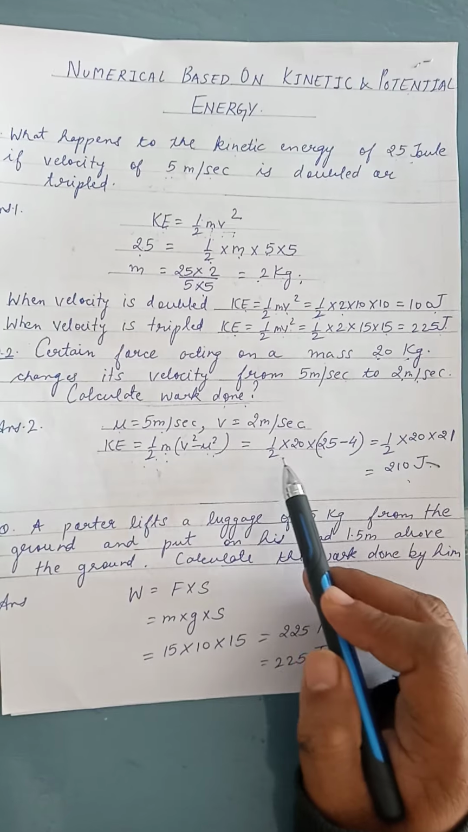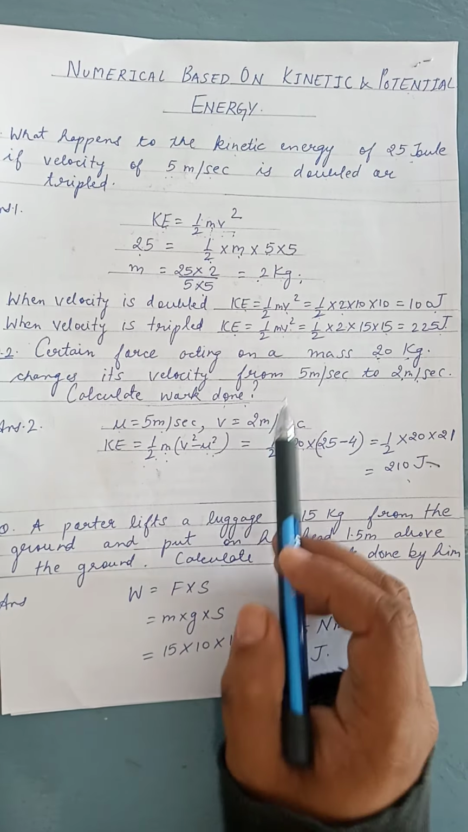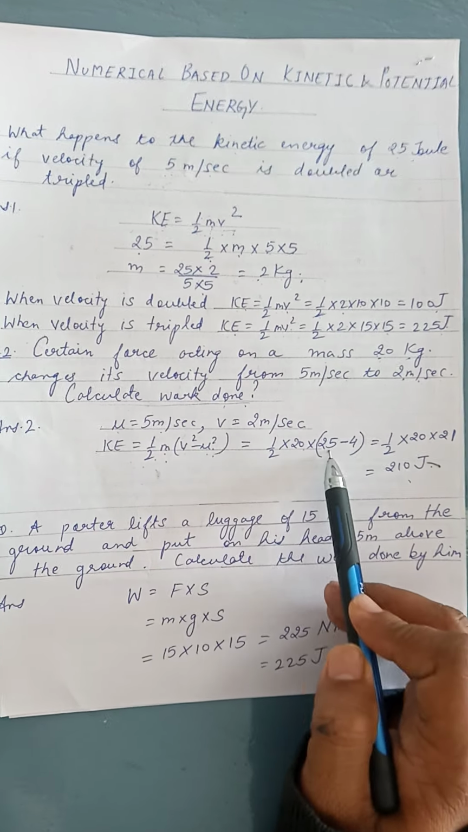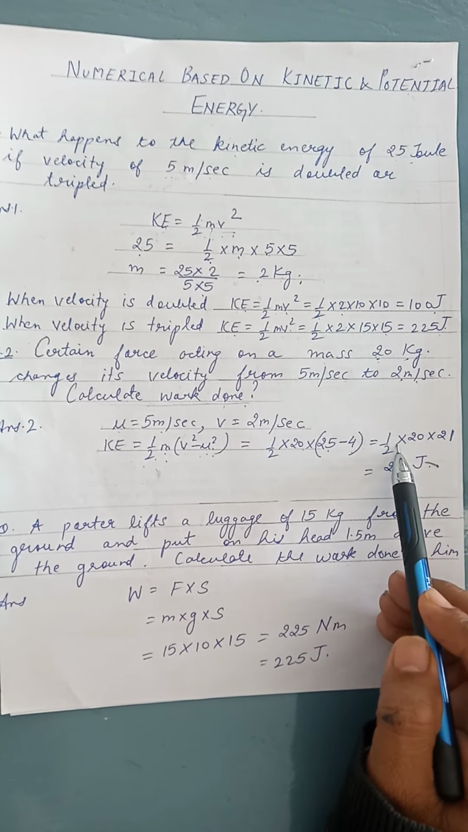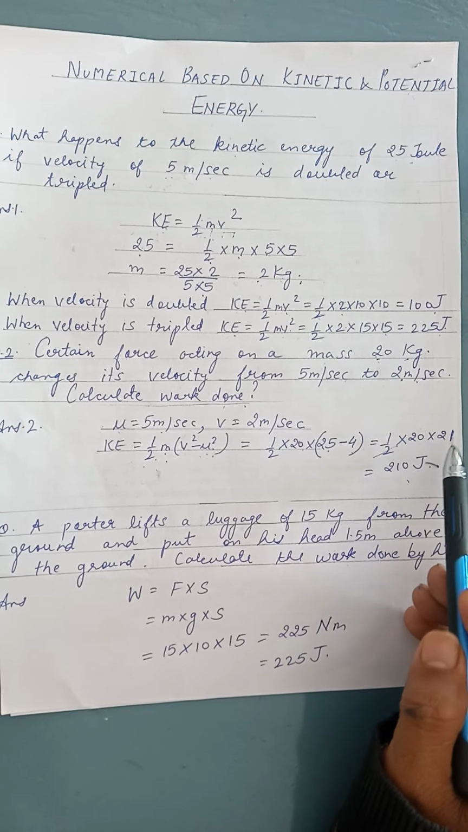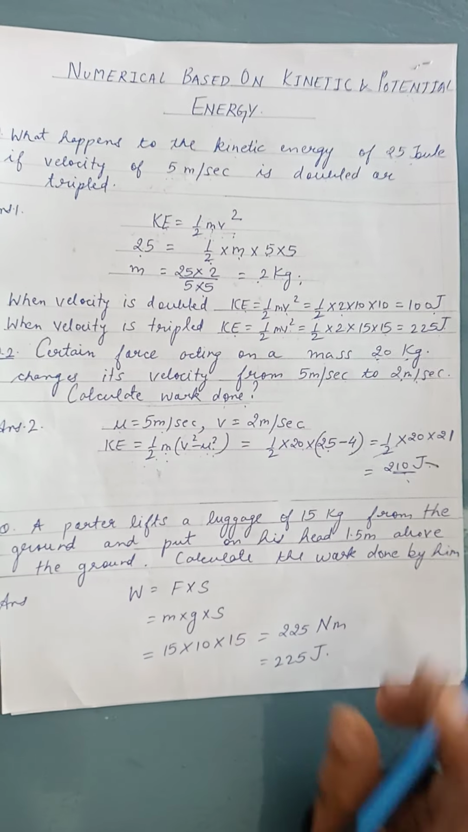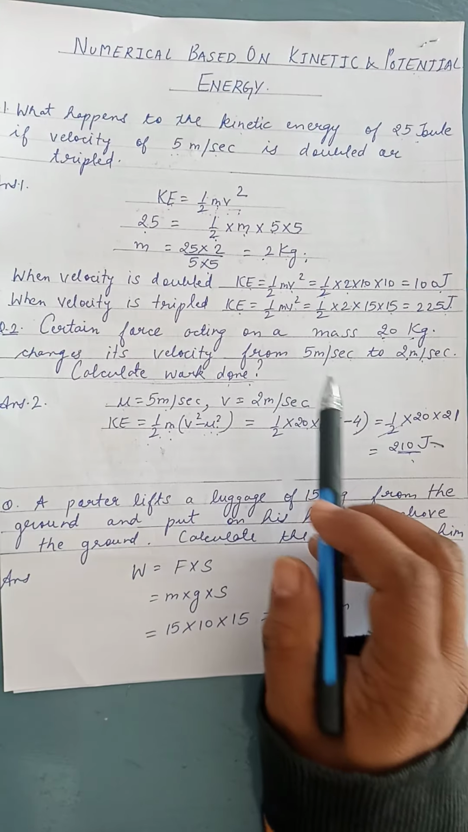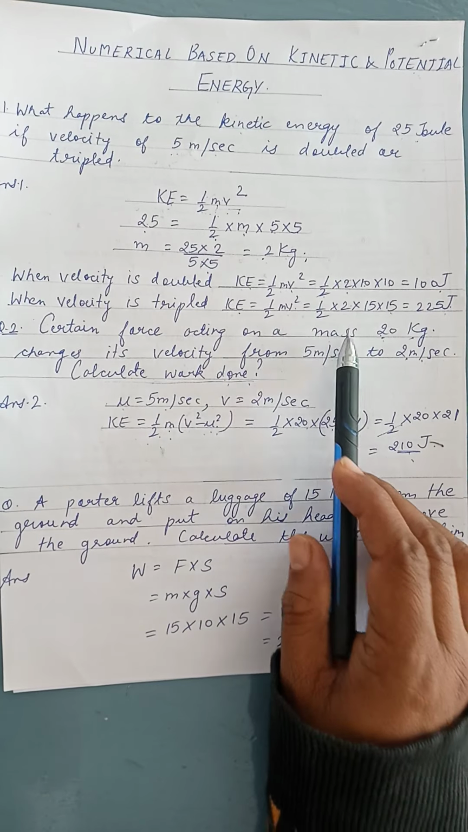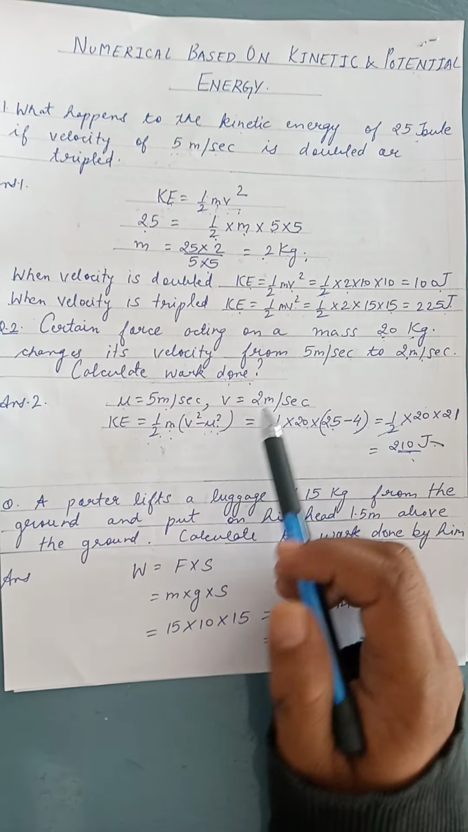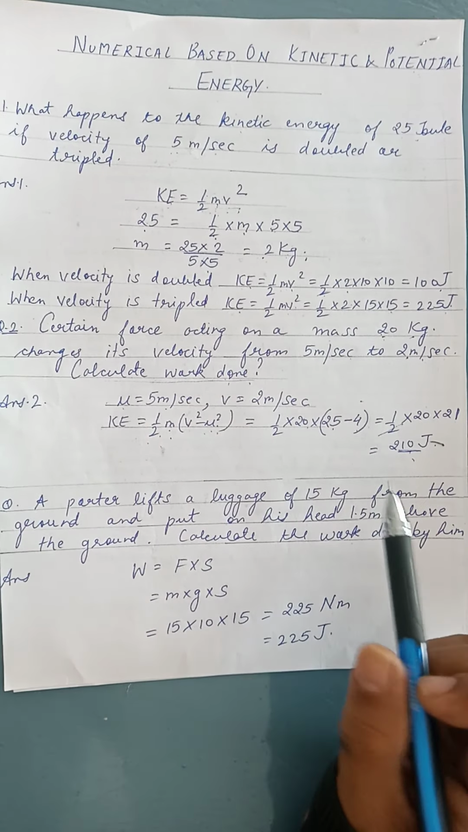So when you put the values, you will get half into the mass, which is given as 20, multiplied by 5 square minus 2 square. 5 square is 25, 2 square is 4. So 25 minus 4 you will get 21. This 2 and this will get cancelled, you will get 10 here, and 21 multiplied by 10 you will get 210 joule. So like this you will be solving. And please remember that when work done is asked, you have to identify whether velocity is given. If mgh is given, it means you have to use mgh, but when the velocities are given, you have to use the kinetic energy formula.